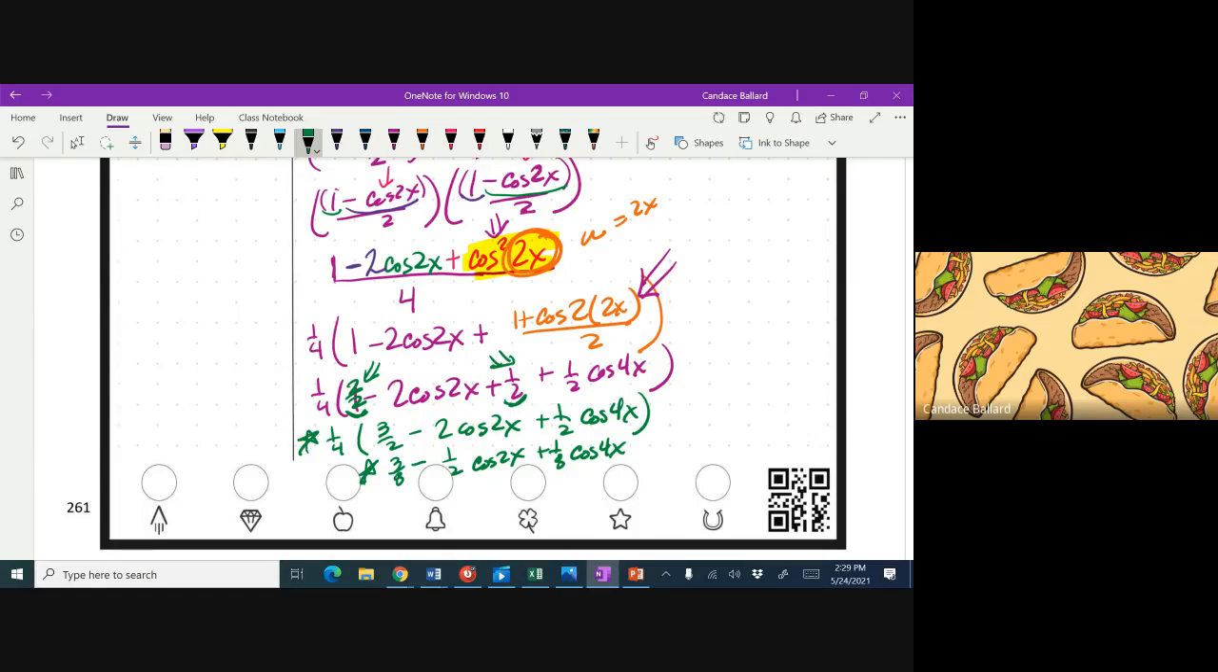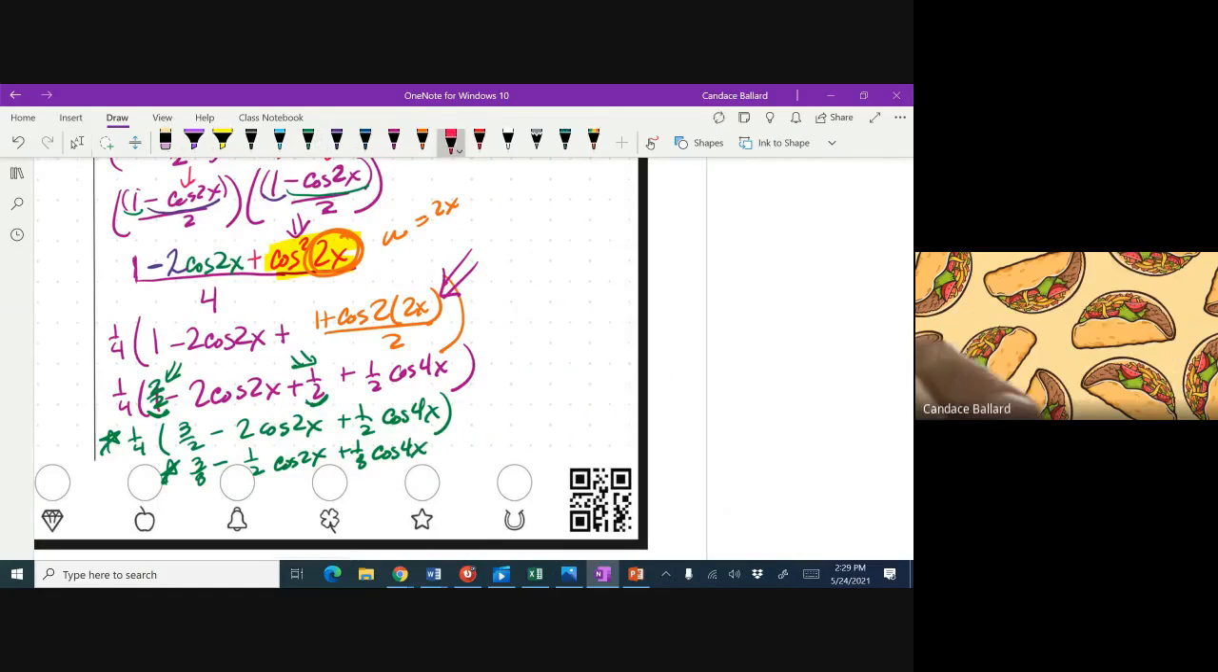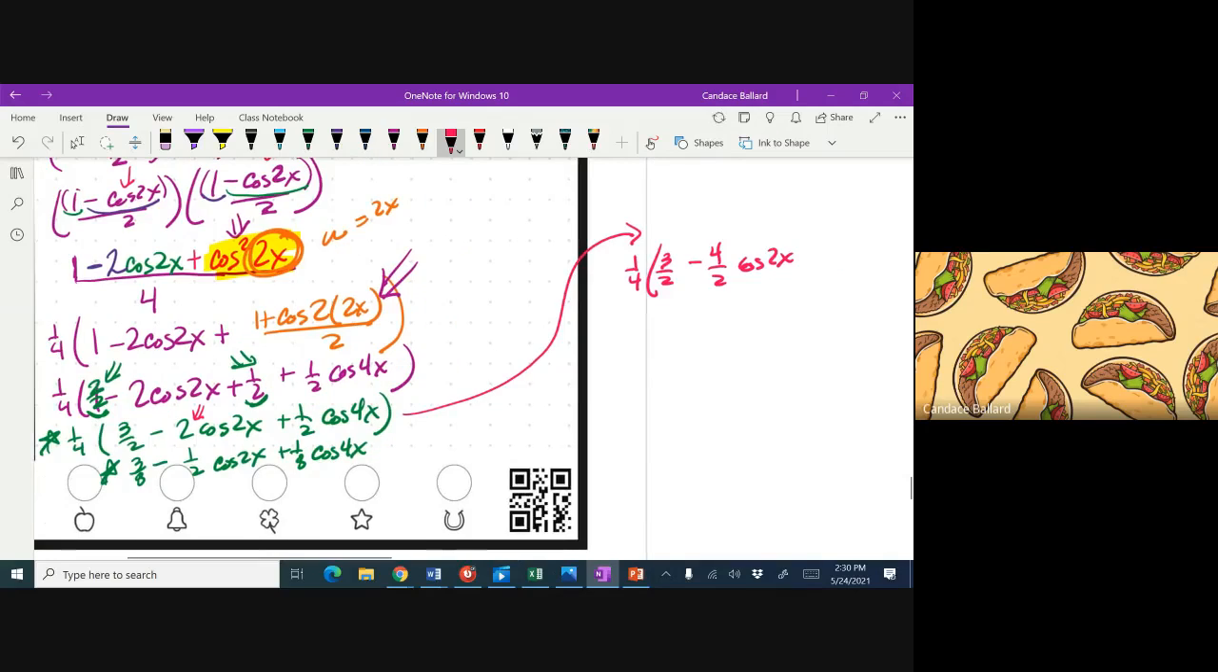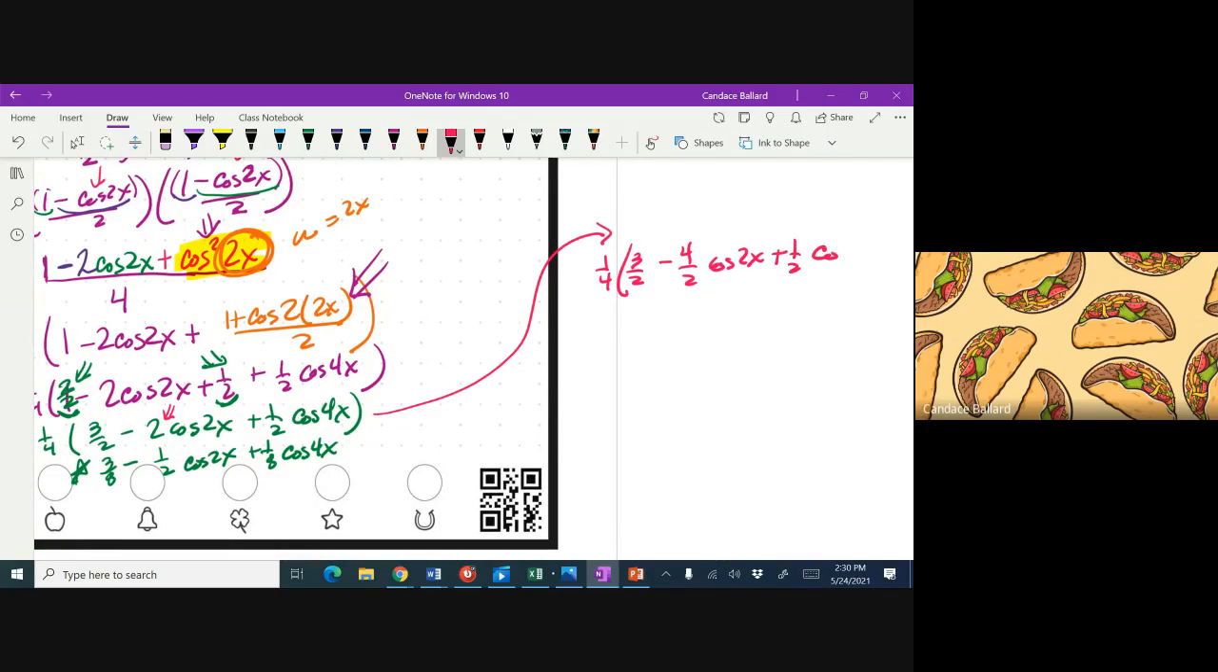It's possible, though, they do something else crazy. So let me show you the crazy one now. Okay, so I may find a totally different color. So this is another way to do it. We have our good answers, but we want to make sure that we're prepared for everything. I'm going to rewrite this in halves. So this is the same thing as saying 1/4 times 3/2 minus 4/2 cosine 2x plus 1/2 cosine 4x.